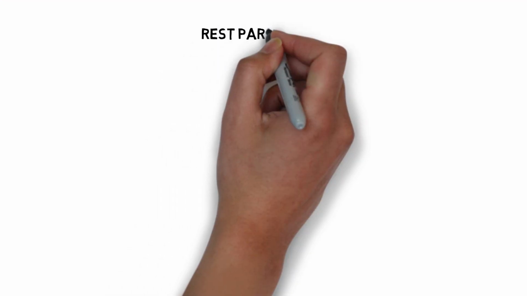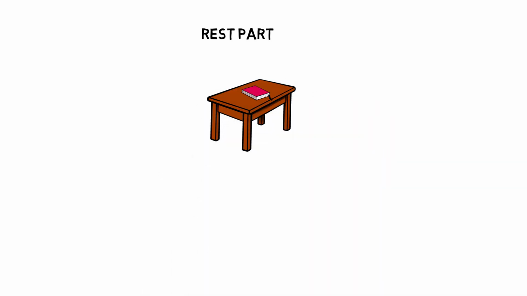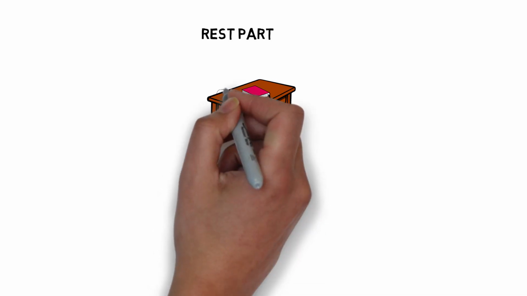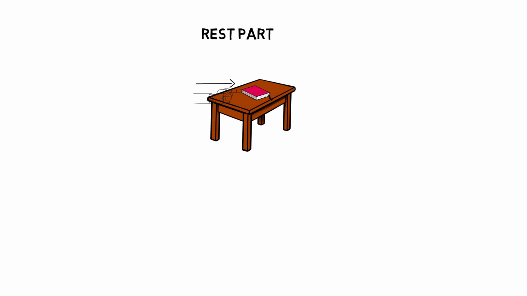The rest part of Newton's law is pretty common and easily observable by us. This part of Newton's first law tells us that if a book is on the table at rest, it will remain at rest as long as there is no external force acting on it. And it's a pretty common observation in our daily life. But all the confusion starts with the second part, which is about motion.